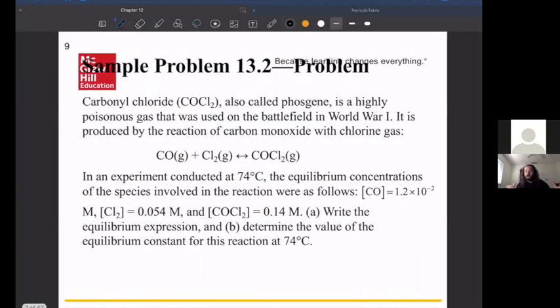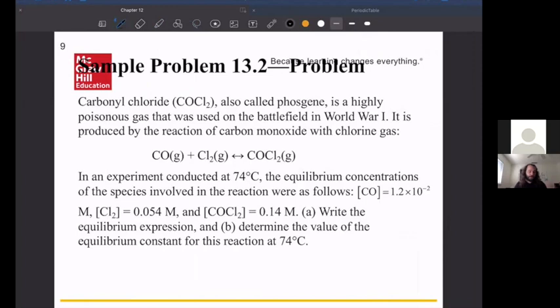All right, so now let's use the equilibrium constant to quantitatively talk about a reaction at equilibrium. Okay, so for this experiment here, we have carbonyl chloride, COCl2, which is phosgene, a highly poisonous gas that was used on the battlefield of World War I before we had chemical warfare rules. It's produced by reacting carbon monoxide with chlorine gas.